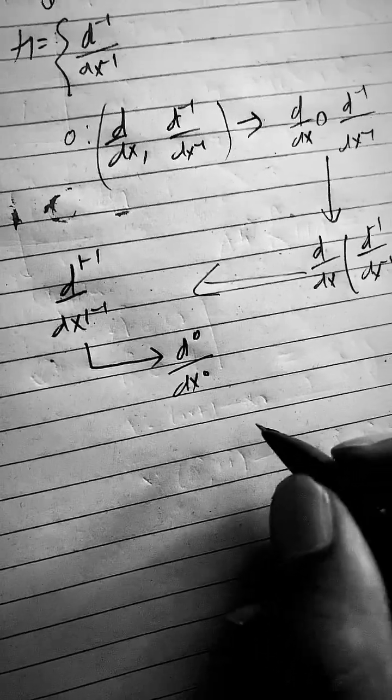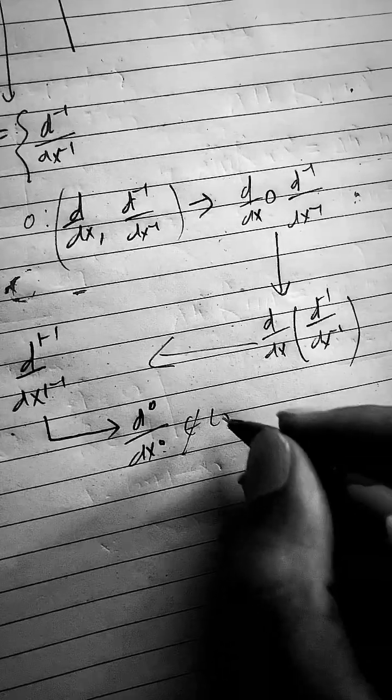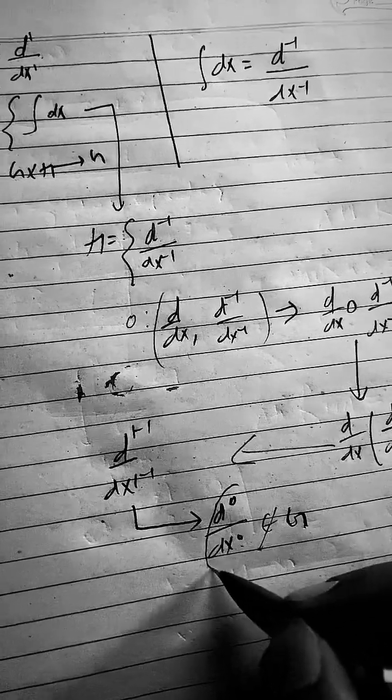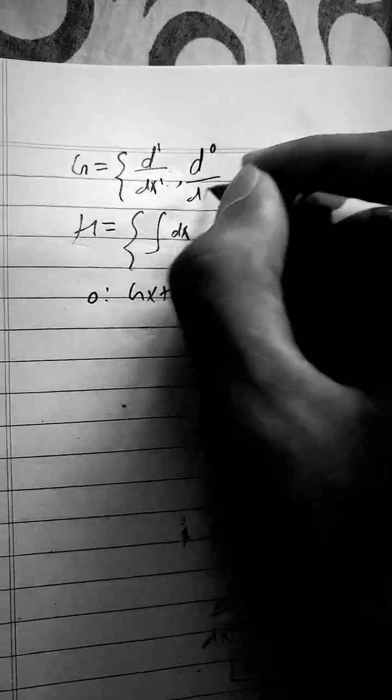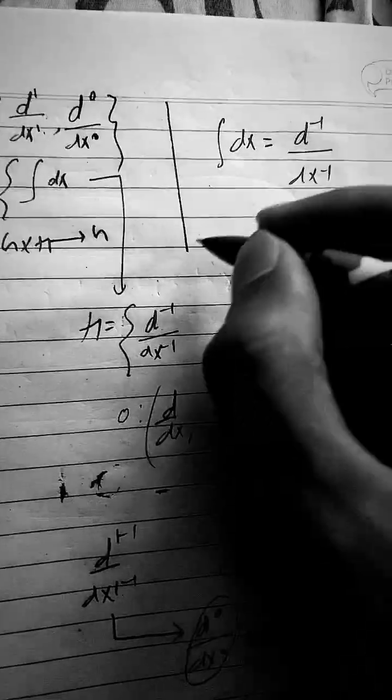d⁰/dx⁰. But here we have power 1 and here we have power 0, so it does not belong to our set G. We can see here this does not belong to set G. Now if it does not belong to set G, it means it is not closed. So how can we make it closed? Well, we can make it closed if we assume this value is in our set. So if d⁰/dx⁰ is in our set, then we can say it is closed, right?